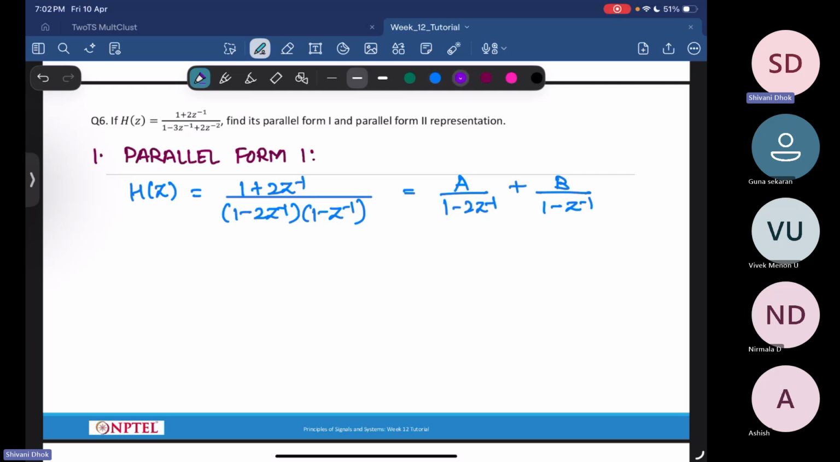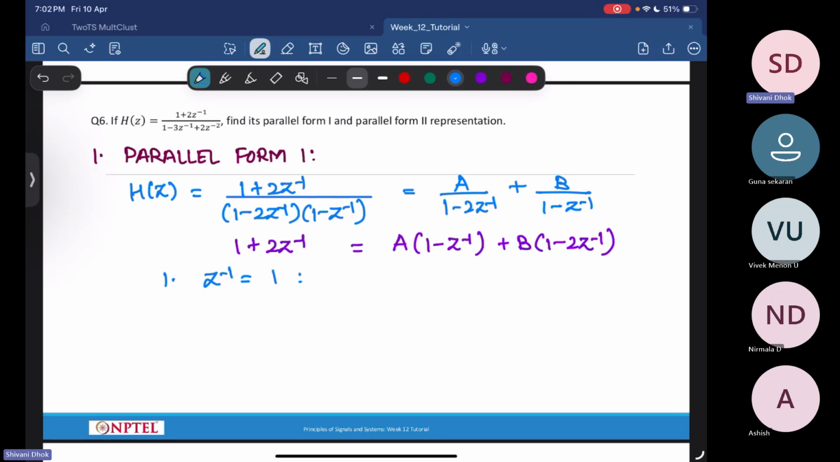So therefore, if I cross multiply, I'll get 1 plus 2z inverse, which is equal to A into 1 minus z inverse plus B into 1 minus 2z inverse. So case 1, when your z inverse is equal to 1, that will give me 1 plus 2, which is equal to A into 1 minus 1, that is 0, plus B into 1 minus 2, that is minus B. So therefore your B comes out to be equal to minus 3.